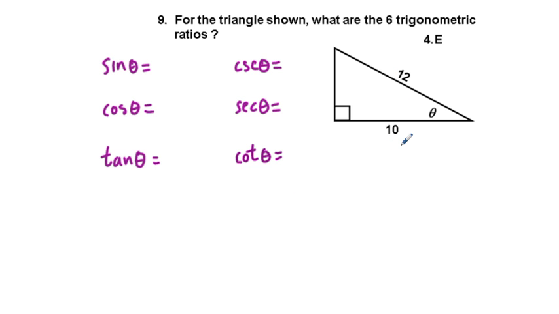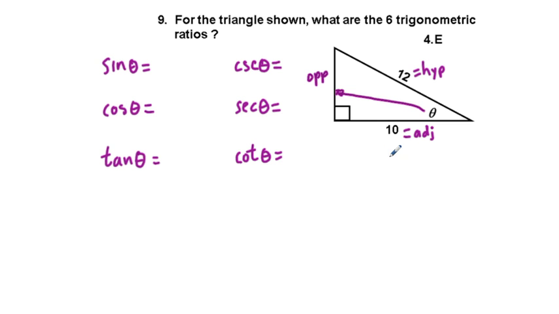And to find out what they are, right now we have our theta, and this 10 over here at the bottom is an adjacent side. The longest side over here at the top is our hypotenuse, which we abbreviate HYP, and our opposite, which is the opposite side from the angle, is what we do not know yet.